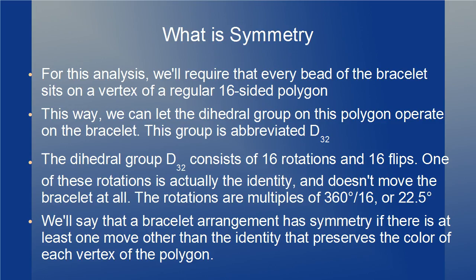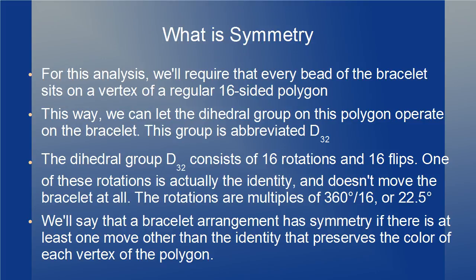So let's talk about what symmetry is in a more precise way. We're requiring that every bead of the bracelet resides on the vertex of a 16-sided regular polygon. That's not a problem. Just spread the beads out evenly around the circle and that'll do it. Once this is done, we can let the dihedral group of 32 operate on the bracelet. The group contains all 32 moves that'll put the bracelet into all 32 different positions, all of which have a bead on the vertex of the polygon. It does this by rotating through multiples of 22.5 degrees, or flipping the bracelet along one of the 16 lines of symmetry.